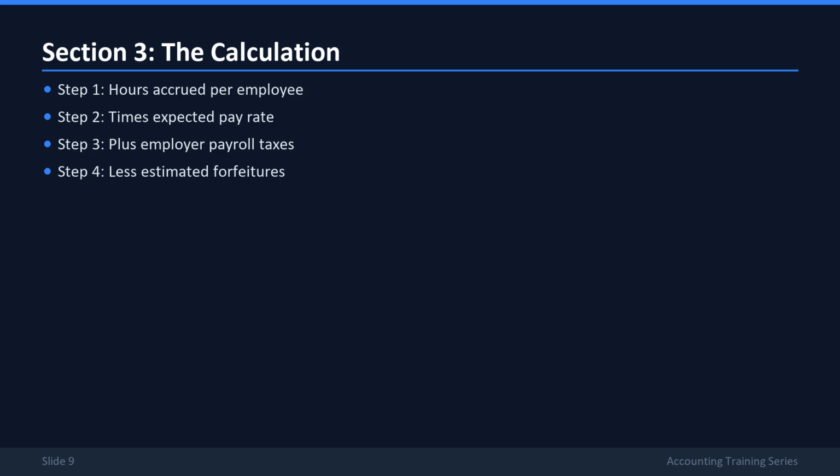The 4-step vacation liability calculation from Section 3 starts with identifying the hours or days accrued by each employee. Those hours are then multiplied by the expected pay rate at which they will be settled. Employer payroll taxes are added to the total. Finally, the estimated forfeiture amount is subtracted to arrive at the net liability. This calculation should be applied to every employee individually or using population-level estimates supported by historical data.